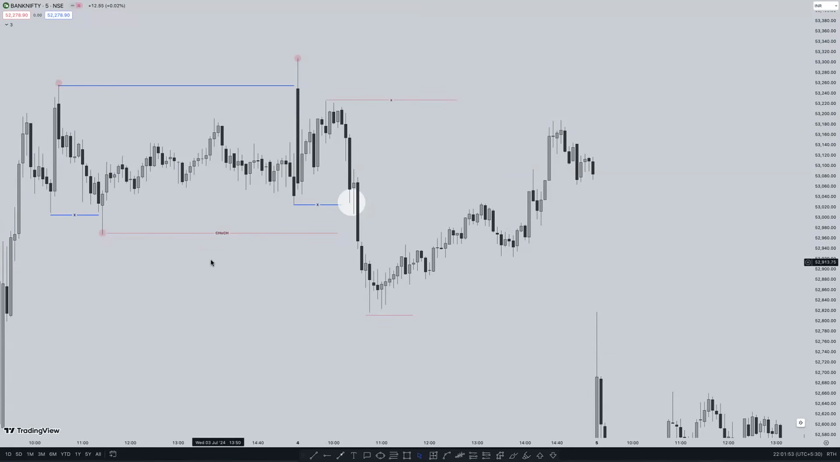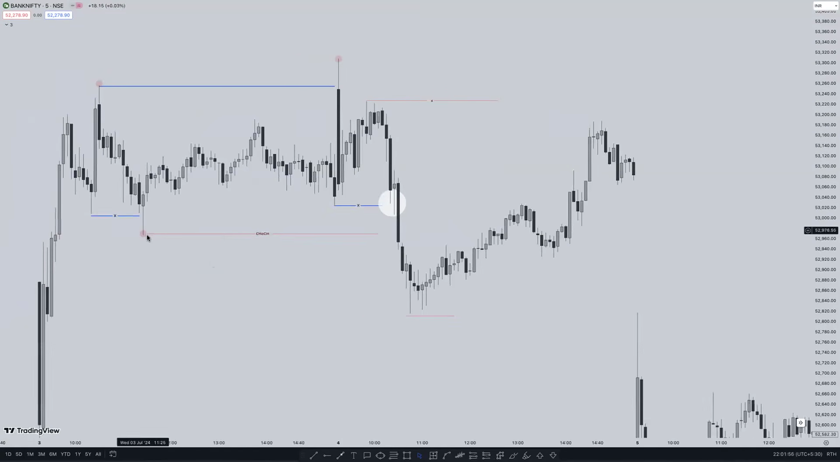Even I do not understand why you are not understanding this, Ashok, because this is a main low and this is a previous high. Break the high, create a new confirm high, push downside, break the main low, that becomes a chop. Simple.